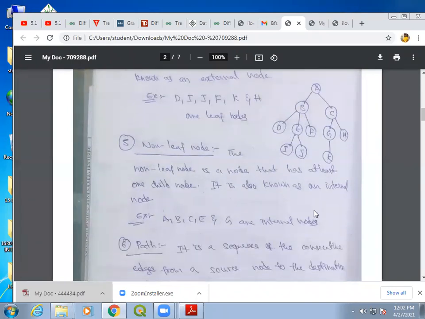Then what are non-leaf nodes? A non-leaf node is a node that has at least one child node, and these are also called internal nodes. What are the internal nodes here? They should have at least one child node. So A, B, C, and E, G are the internal nodes.